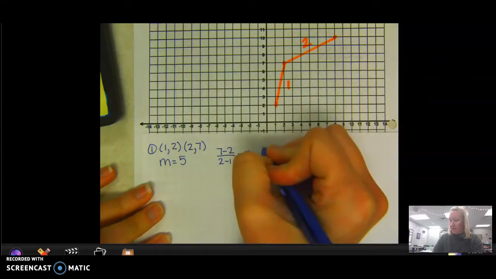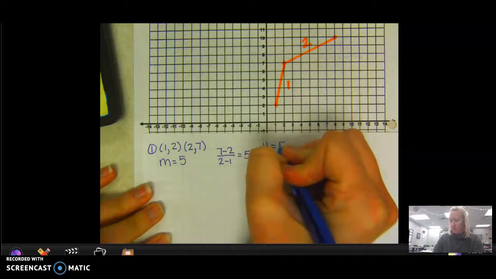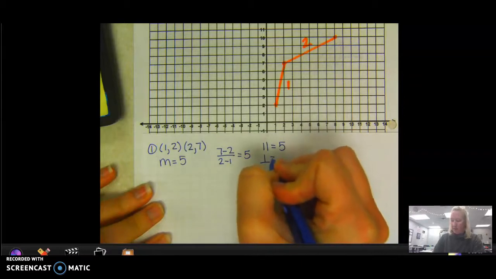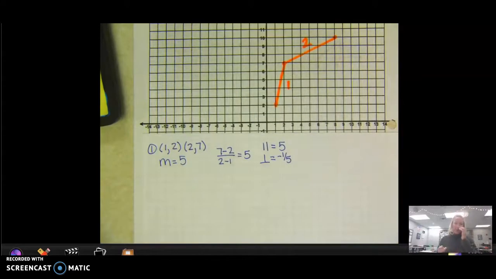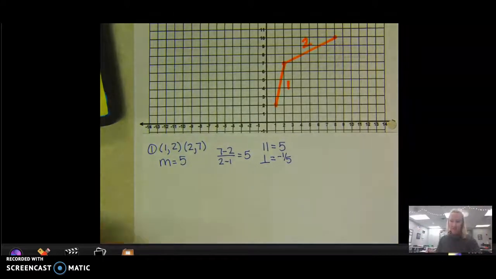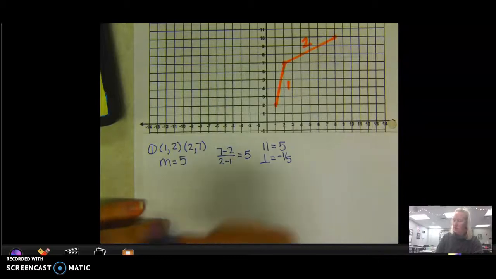A parallel line would have the same slope, so it would be 5. A perpendicular line would have opposite reciprocals, so it would be negative 1/5. Now, I'm going through all the different types of questions that it may ask you. Okay, so that is what I'm doing.